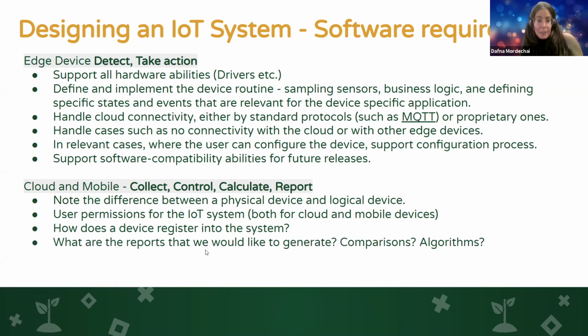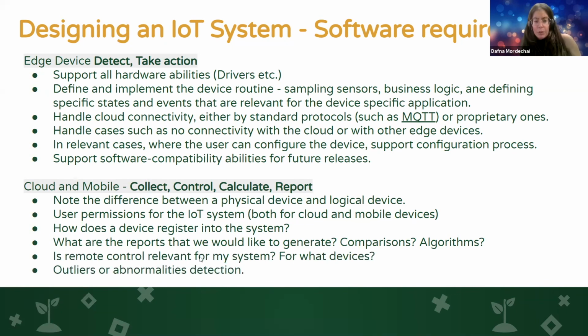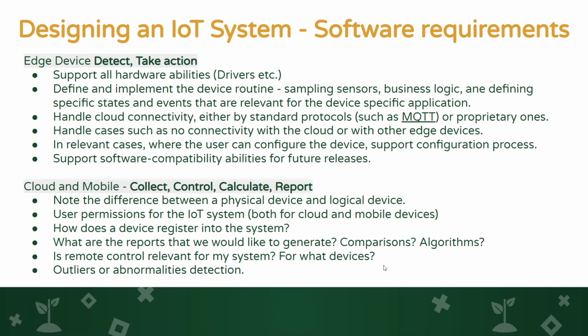And again, just after you did all this big effort and you have all this information, what reports can you generate? Do you want to compare between devices? Do you want to take the same device and compare it across different days of the month or different usages? Do you need algorithms that will run in the cloud? Maybe you have small sensors, but you want to run some complex computation. It doesn't have to be deep learning. It can be just something smarter that the edge device itself can't run. And also, is remote control relevant for the system? For what devices? For all of them? For some of them? How will it work? What commands can you give? And I think this is something we talked about before.